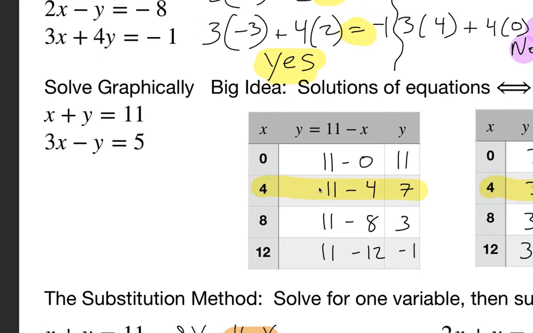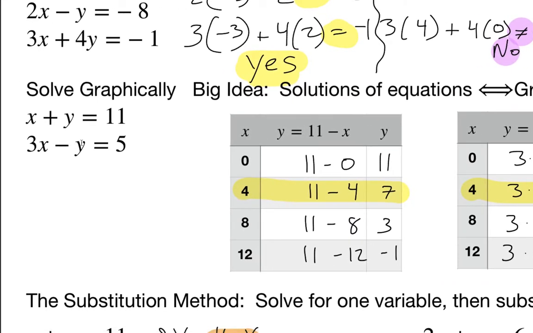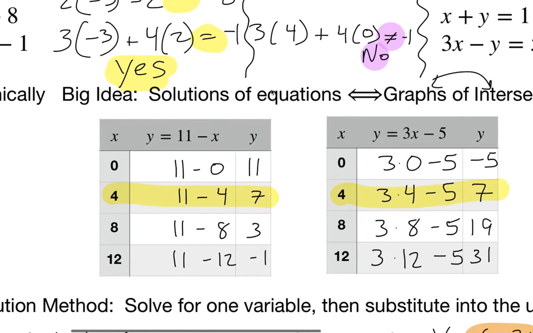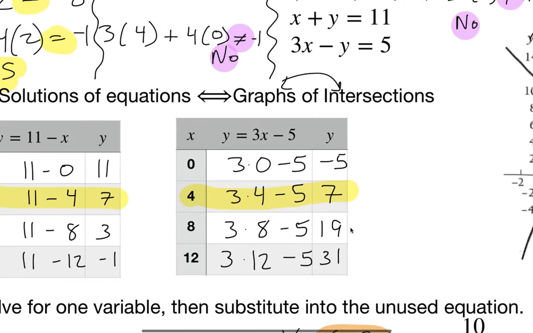There's a ton of ways to graph lines, and one way is to solve for y. Bring the x over to the other side by subtracting x from both sides. Bring, say, the 5 over to the 3x and the y over to the other side, and basically go equation, table, graph. You've got an equation, make a table, use the table to make a graph.